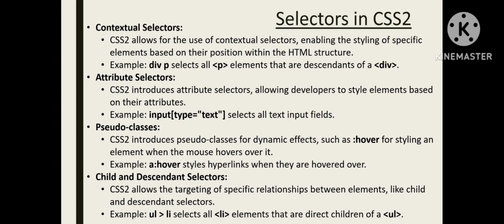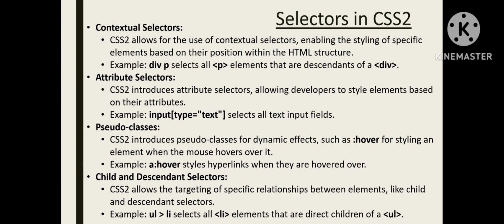Third is pseudo selectors, introduced for dynamic effects such as hover, for styling an element when the mouse hovers over it. For example, we write a colon hover. It means you are selecting all the anchor tags in your HTML code, and whatever property you are declaring under it will execute whenever the mouse is hovered over that anchor tag.